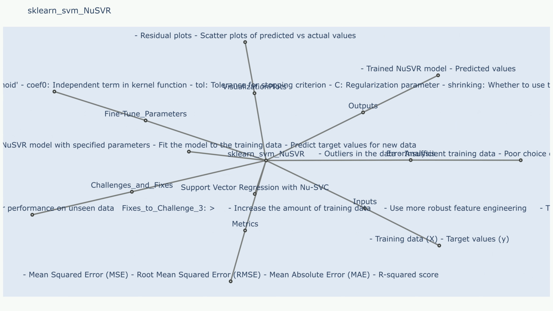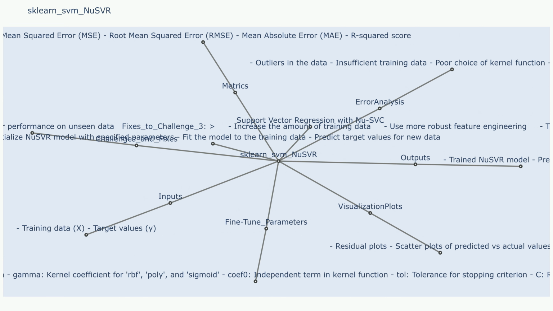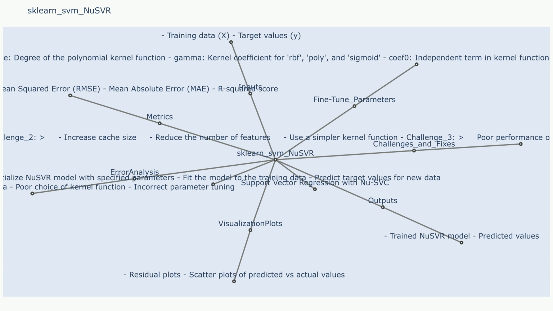Inputs: X, the feature matrix, a 2D array of shape n samples by n features, representing the input features for each data point. Each row corresponds to a sample, and each column represents a feature. Y, the target variable, a 1D array of shape n samples, representing the continuous values that need to be predicted. Outputs: Model: the fitted NuSVR model object. This object can be used to make predictions on new data. Predictions: an array of predicted target values for the provided input data.